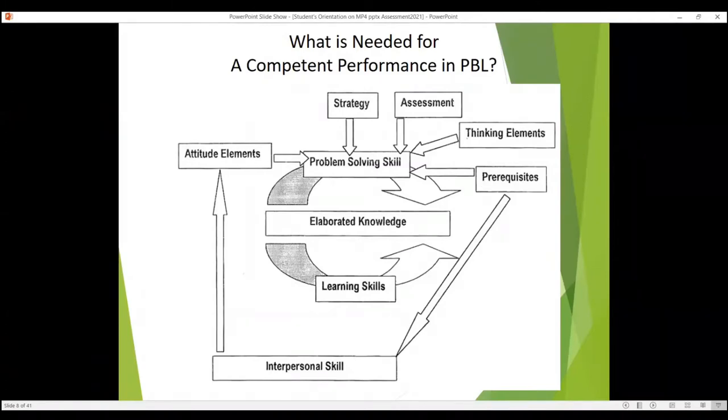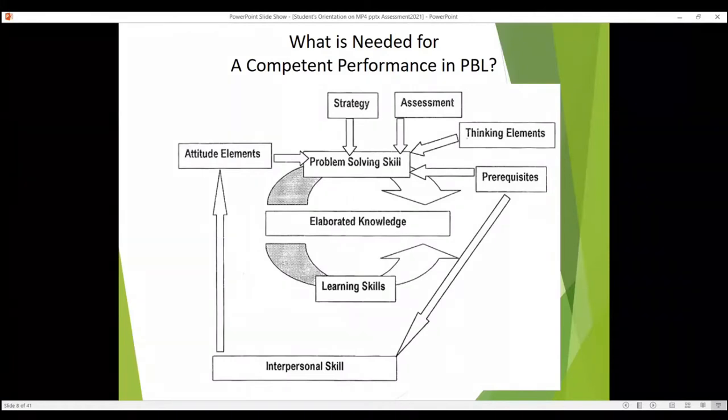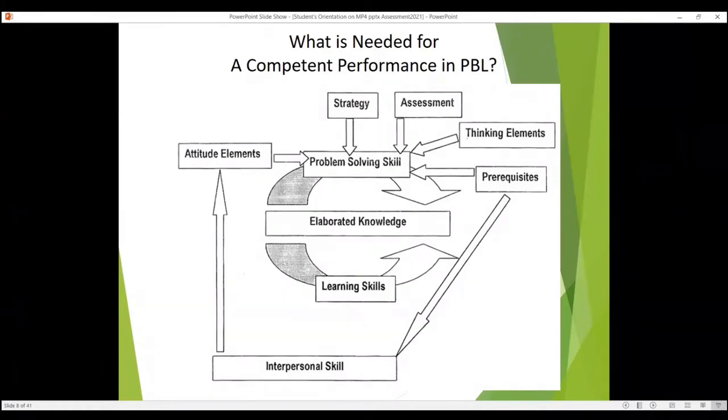So when you are in the PBL sessions, you try to communicate. You develop the problem solving ability. You should have the learning skills, different learning skills. And I think in one of the sessions, our great colleague, Dr. Simmons, has talked about learning skills. Your critical thinking.